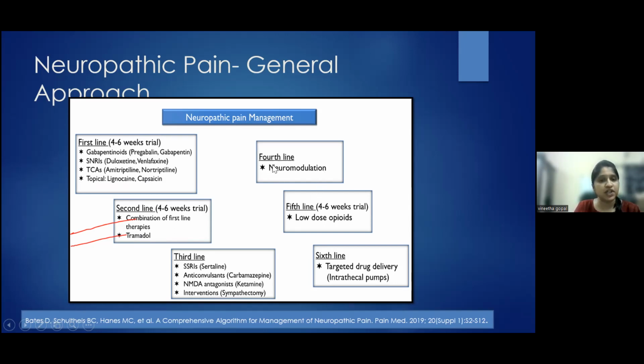Fourth line, neuromodulation, but we don't do much neuromodulation in India. So in India, the fourth line will be the low dose opioids. It is very important that you give a 4 to 6 weeks trial of opioids only after trying these three lines of management, and tramadol. Then only go for the strong opioids, so low dose opioids. Then the sixth line is targeted drug delivery or intrathecal pumps.